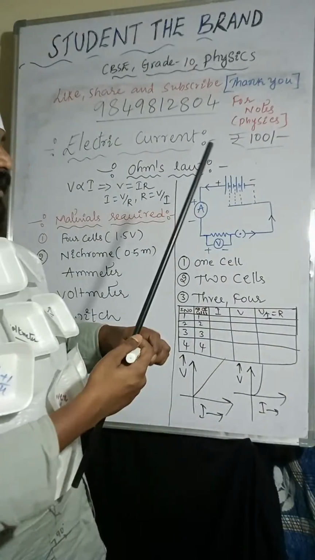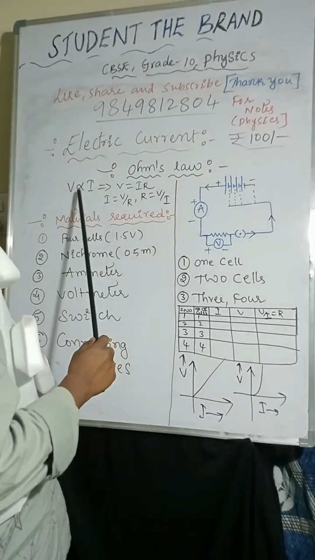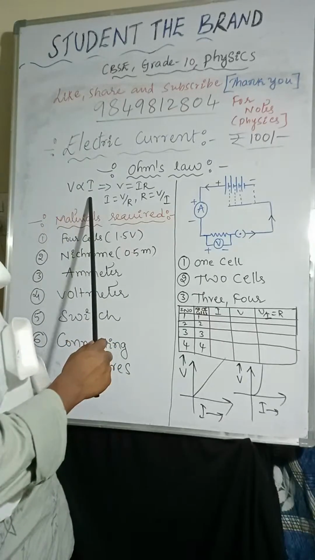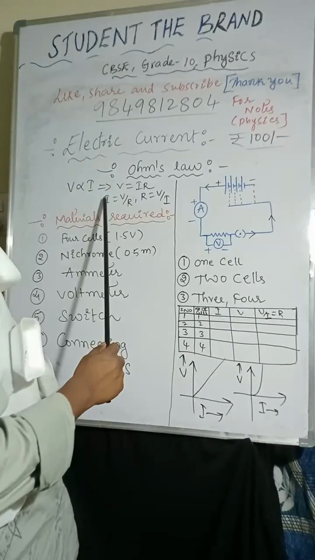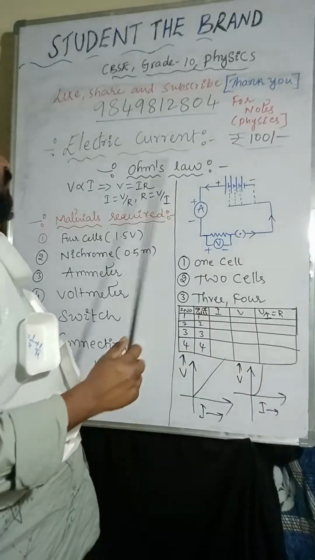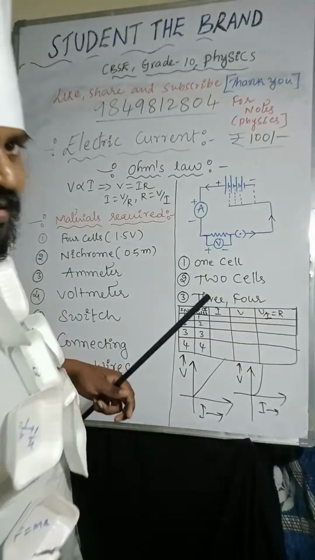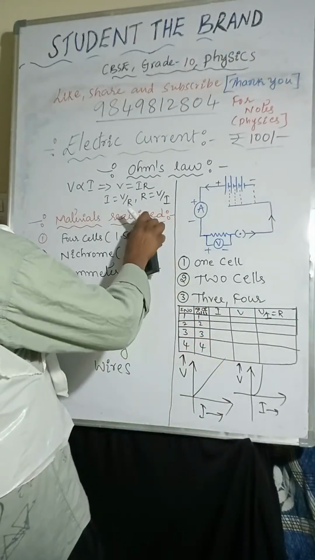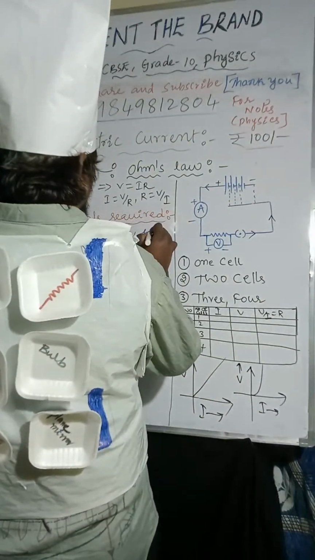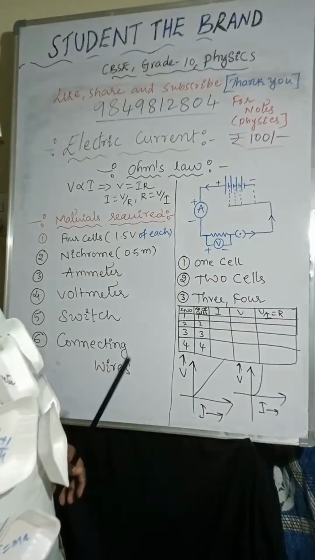Once again, I'll explain Ohm's law, so listen carefully. The potential difference V across the ends of the given metallic conductor is directly proportional to I. V equal to IR, I equal to V by R. Materials required: 4 cells of 1.5 volts each, meaning each cell has a potential difference of 1.5 volts.